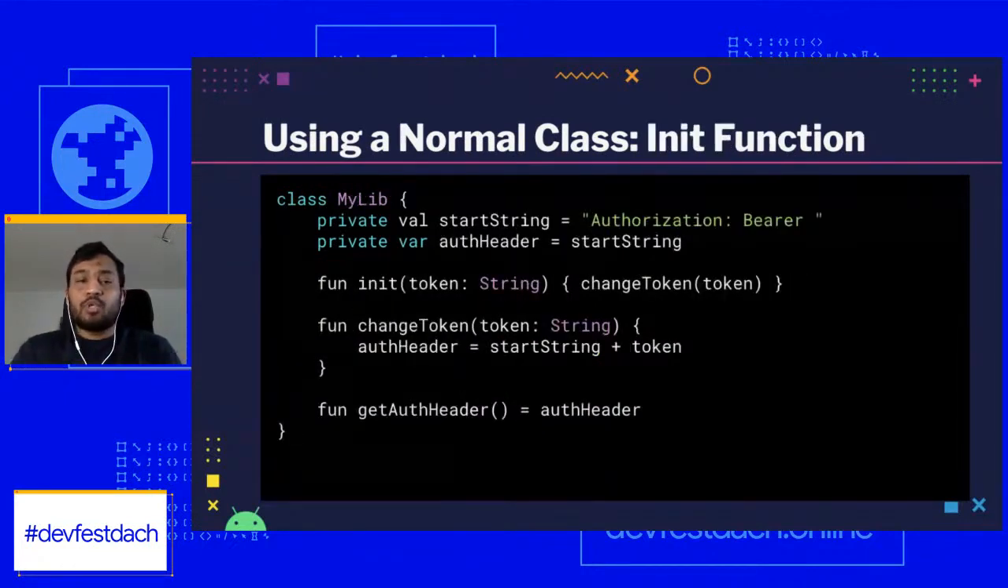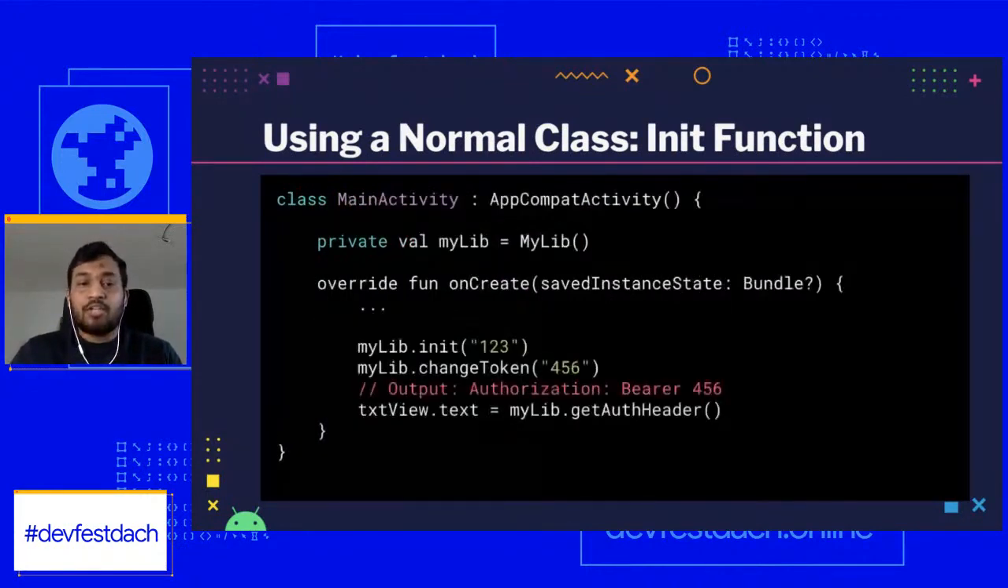Another version of doing this, a slightly modified version, is that we got rid of the init DSL block that we had in Kotlin, and we are not passing any constructor value in here, but we created a function called init. It does the same thing, calls a change token function, but it's now a separate function.